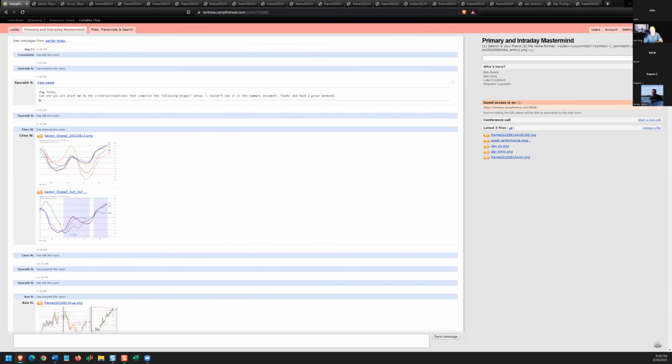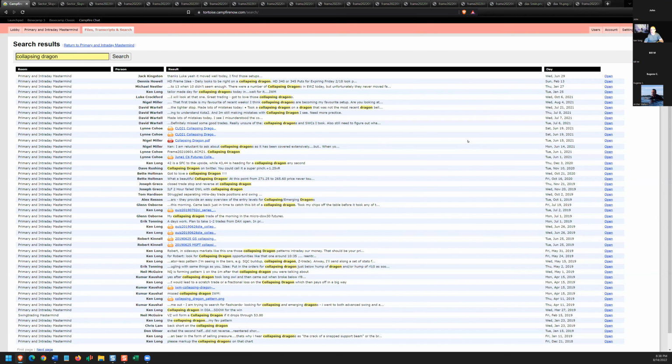There was a question from Sarab, says, could somebody please point me to the criteria that comprises the collapsing dragon setup? What I want you to do is go to the search box and type the words collapsing dragon. These are all the references to collapsing dragon over the last 7 or 8 years.